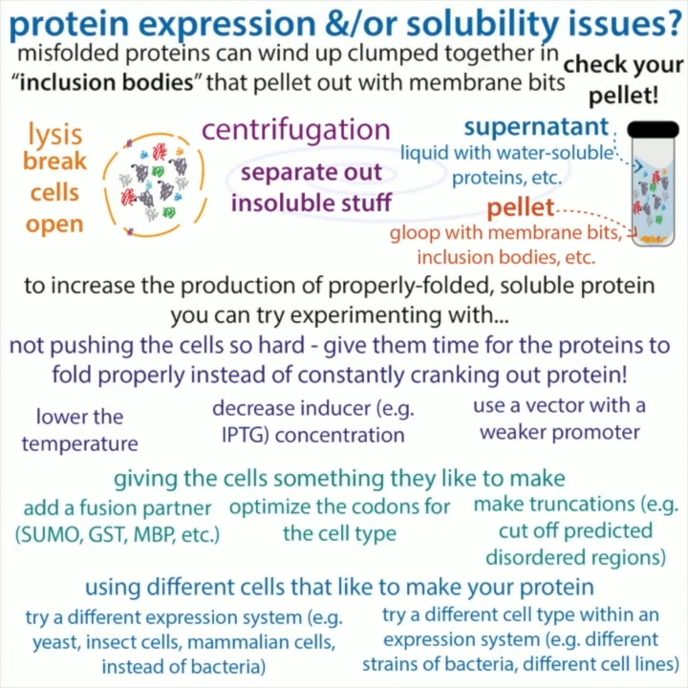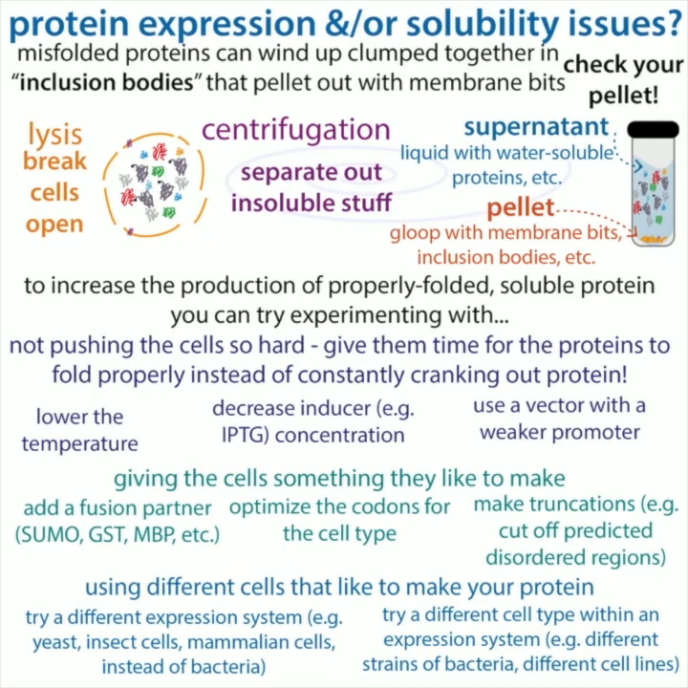If it's not expressing at all, you might want to try optimizing the codons. You can make truncations to cut off predicted disordered regions, or add fusion partners. If nothing works, you want to try a different expression system like insect cells or mammalian cells instead of bacteria, or different bacterial strains.